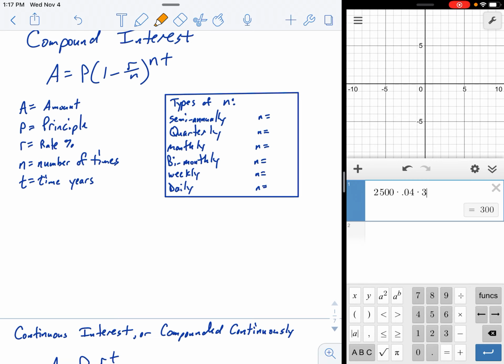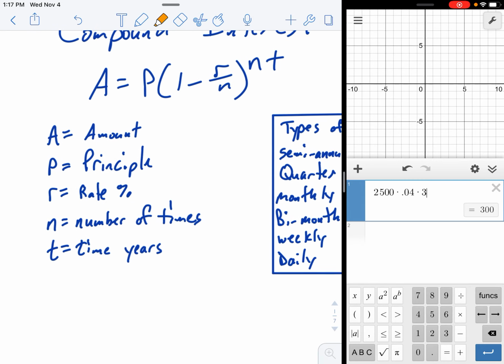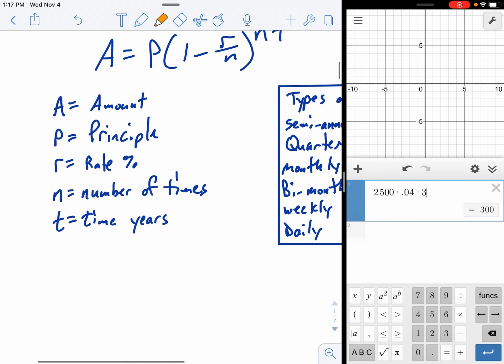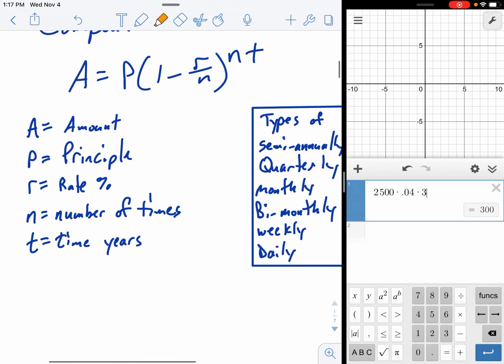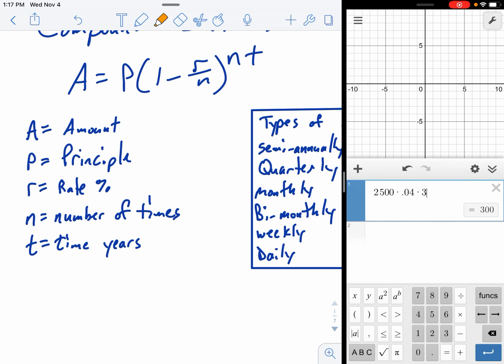Now, before we get into this, we need to know what the letters stand for. So A, again, is the final amount. P is principal. R is rate. N is the new variable. It's not in the previous simple interest formula. N is the number of times per year that interest is compounded or calculated. Again, t is the time in years.